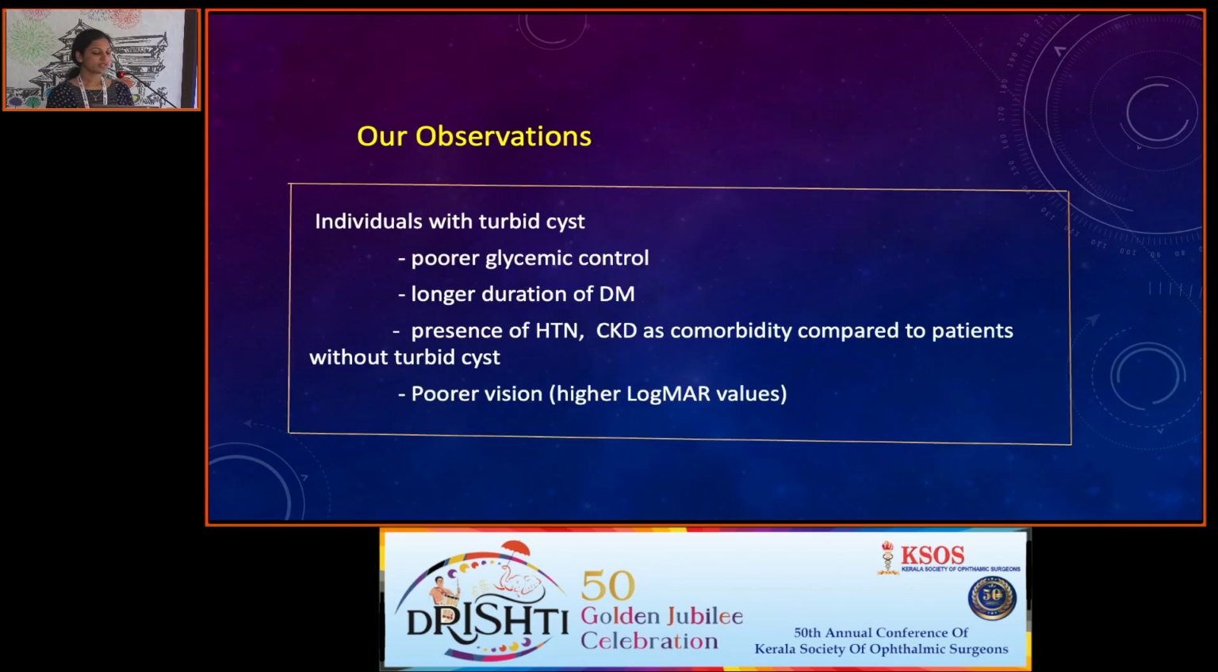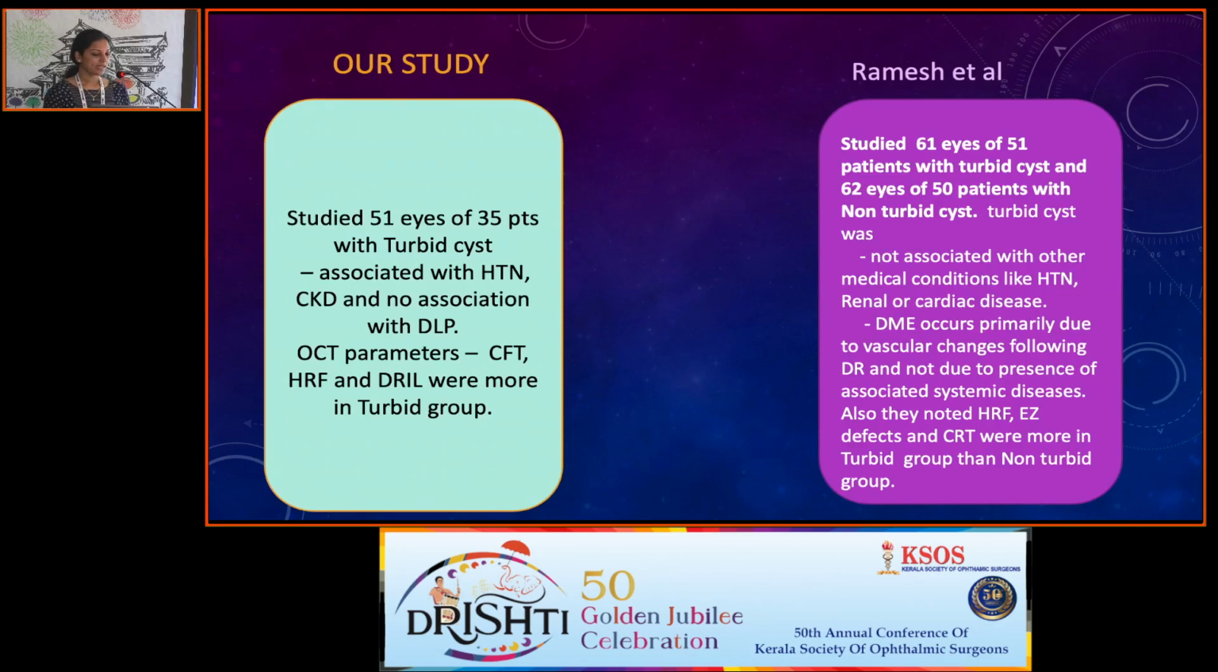And coming to discussion, we observed individuals with turbid cyst had poorer glycemic control, longer duration of diabetes mellitus, presence of hypertension, chronic kidney disease as comorbidity compared to patients without turbid cyst, and poorer vision also. And we studied 51 eyes of 35 patients with turbid cyst, and we found association with hypertension, CKD, and no association with dyslipidemia. And OCT parameters were also more in turbid cyst group.